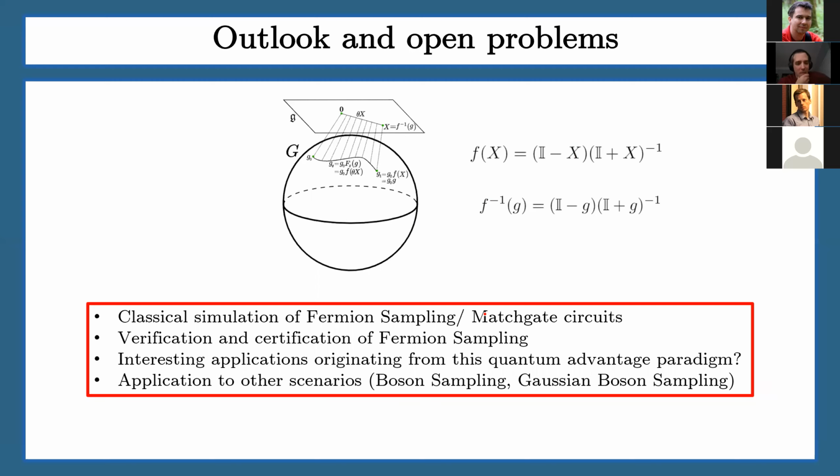And here are some open problems for the future. It would be very interesting to explore classical simulations of this fermion sampling and in general matchgate circuits. Also, because of applications in quantum chemistry, there is an issue of verification and certification of this fermion sampling. The probability amplitudes that we get in the scheme are related to matrix mixed discriminants, and this can have some applications in graph theoretic problems, because people consider similar things for Gaussian boson sampling. And lastly, what I want to do soon is use the techniques that we learned in this project to push the hardness guarantees for boson sampling and Gaussian boson sampling, which are not present currently.